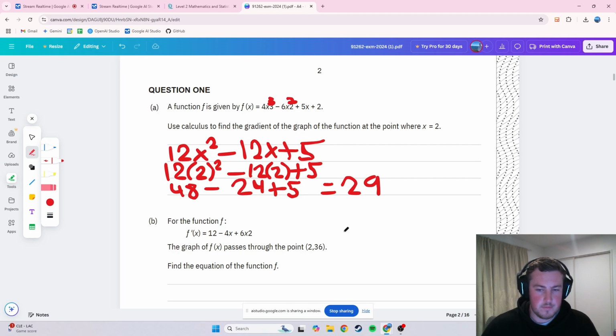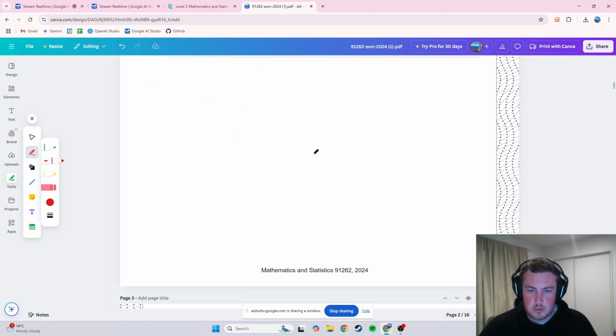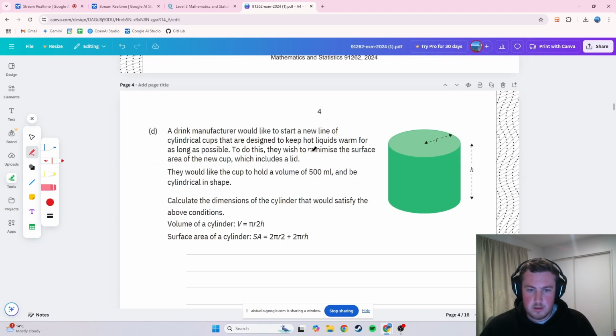Yes, 29 is the correct answer for the gradient of the function at x equals 2. You've successfully solved the first part of question 1. Do you want to move on to the next part, or do you need any more clarification? No, that's awesome. Sweet, thank you very much. We'll actually look at a further one down.